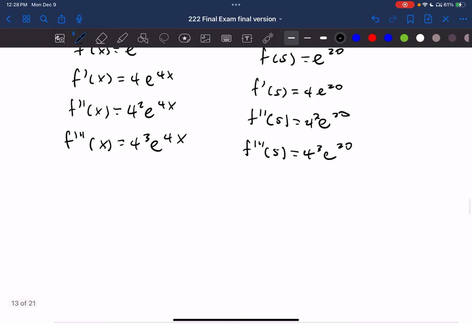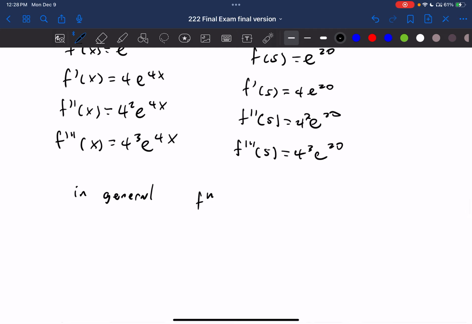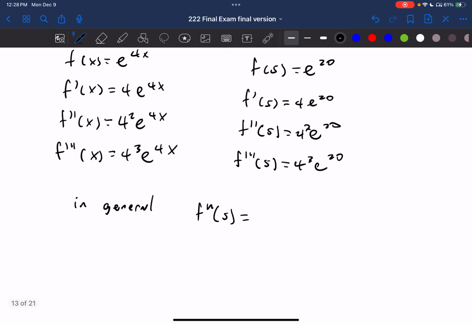Given this, we know that the Taylor series will look something like this. Actually, let's say in general, f n of 5 is going to be equal to, we can see there's 3 here, 2 here, and 1 here. So we can say 4 to the n power times e to the 20.